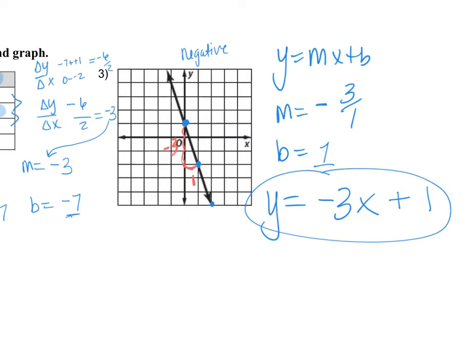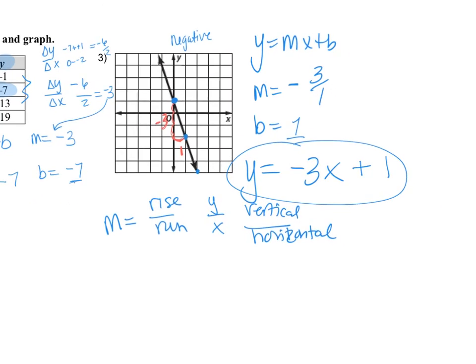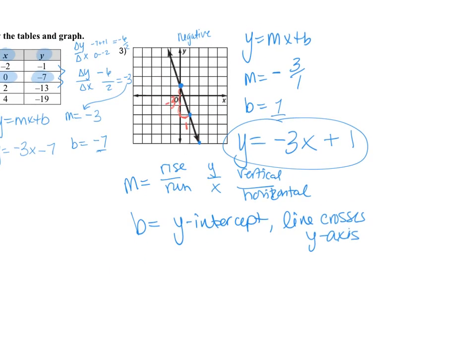So those 2 steps: find your slope, find your y-intercept. Remember m, or slope, is rise over run, y over x, vertical change over horizontal change, and your b is your y-intercept, where your line crosses the y-axis, the y value when x is 0. Okay?